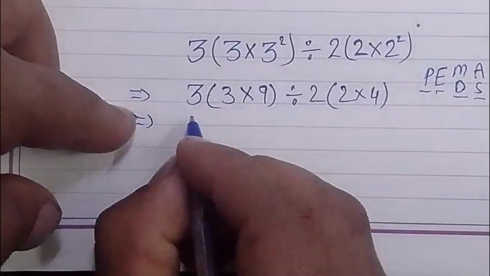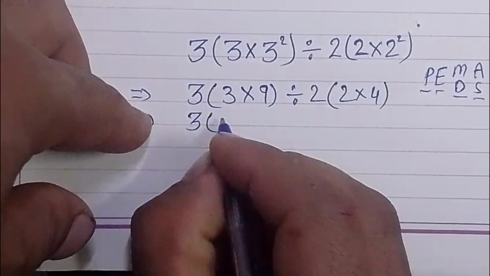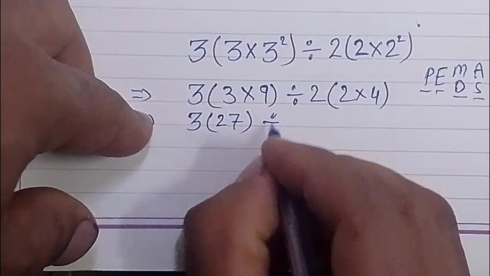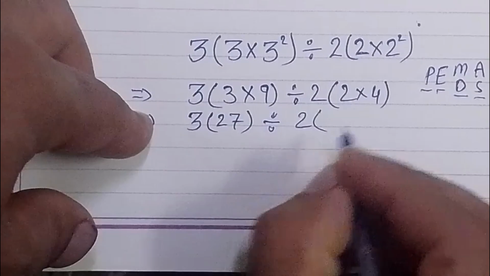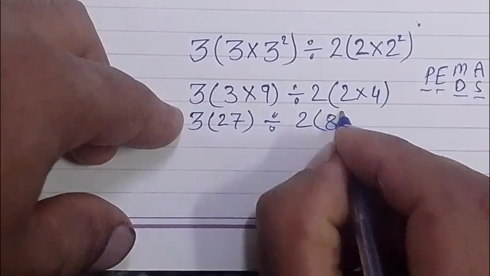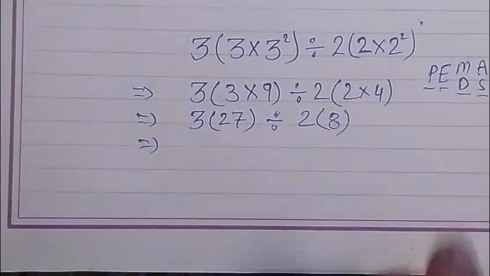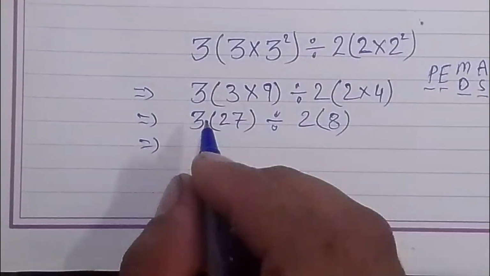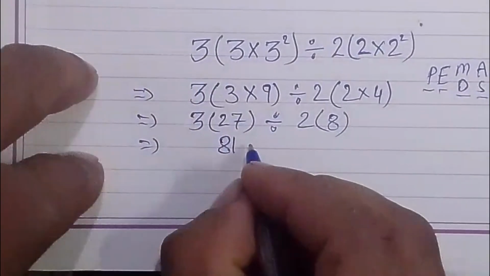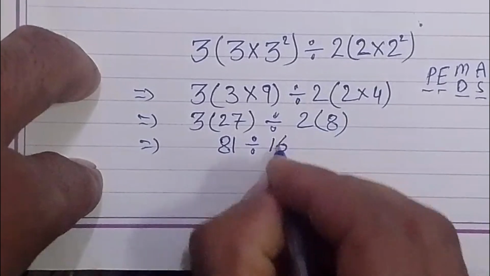Now the equation becomes 3 and 3 times 9 gives us 27, divided by 2, and 2 multiplied by 4, or 2 times 4, gives us 8. Now we multiply 3 by 27, which gives us 81, divided by 2 times 8, which gives us 16.